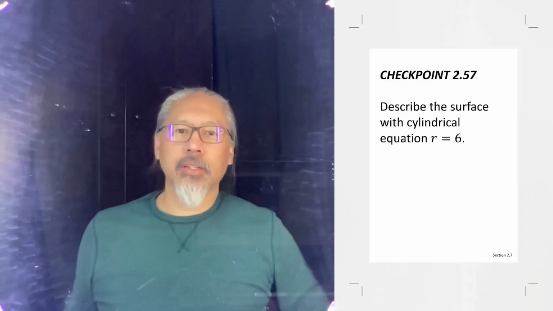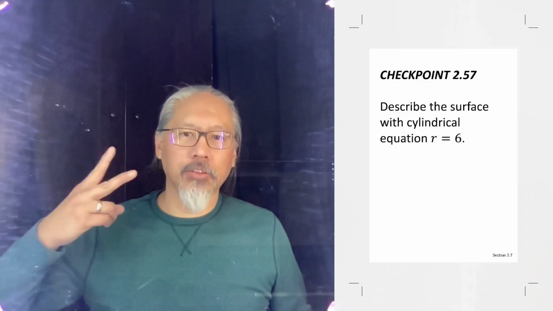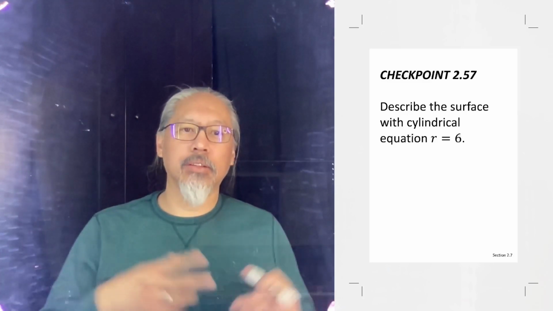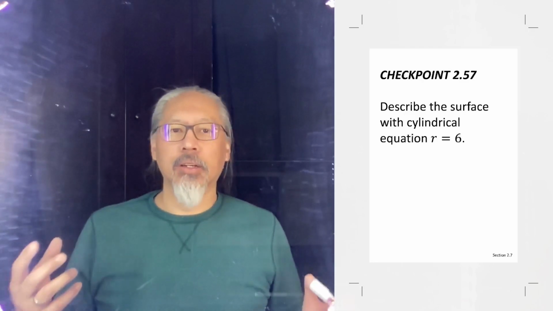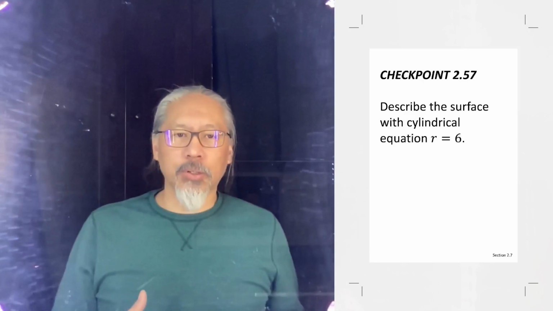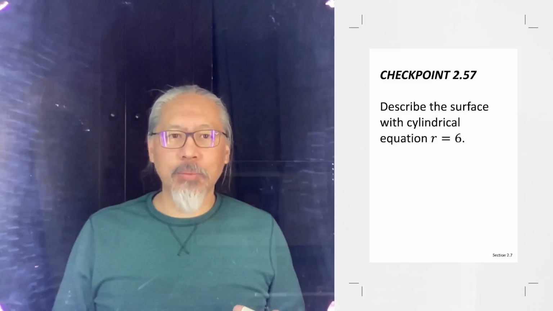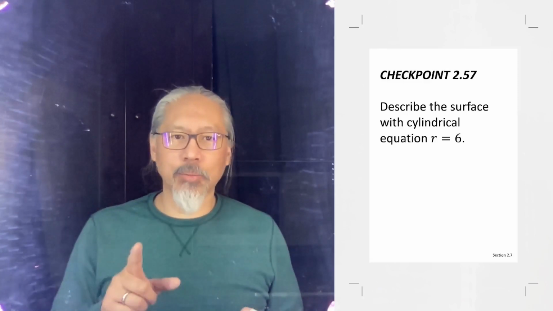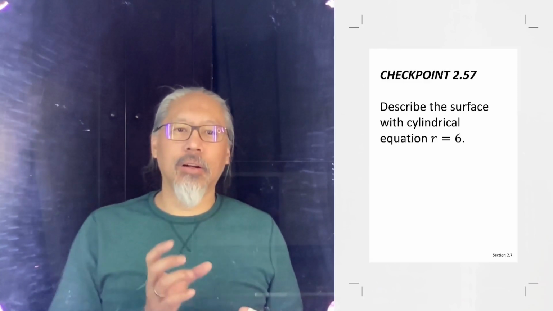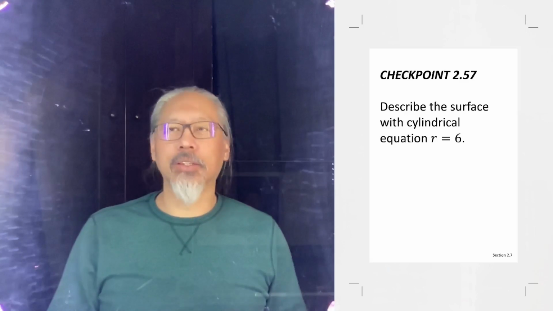Now, r is equal to 6 can also be done in polar coordinates if we have two variables. Since our third variable, our z variable, is missing, and theta is kind of missing too, that means it doesn't matter what theta is, but r, the radial distance, is always going to be 6.